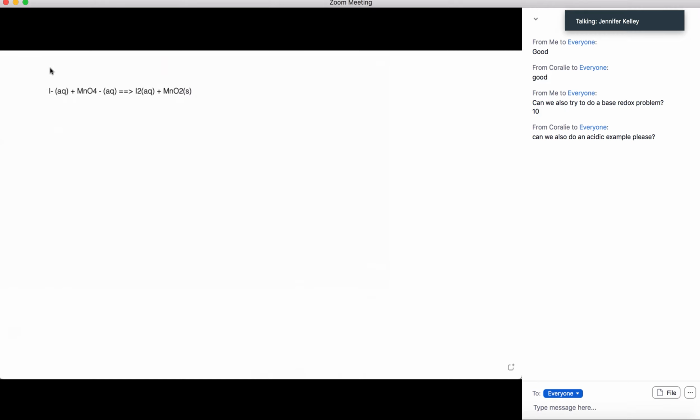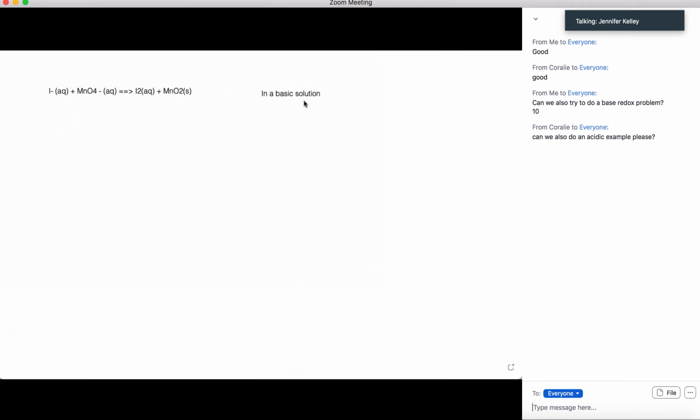And this one is going to be in a basic solution. And I'll put that over here to the side. When I say basic solution, I don't mean like a simple solution. I mean like there's a base as opposed to an acid in it. So the first part is just like we would do in all of the other equations. You're going to assign oxidation numbers. So we'll do that.